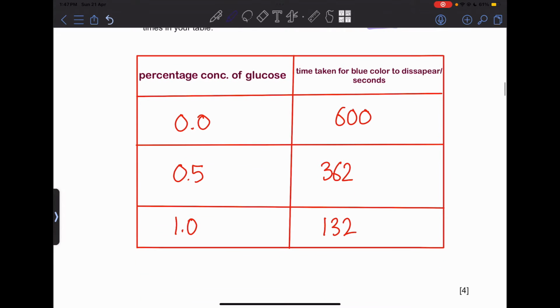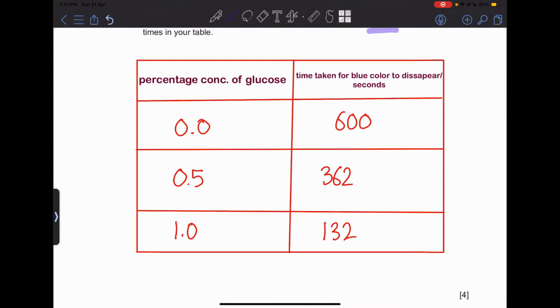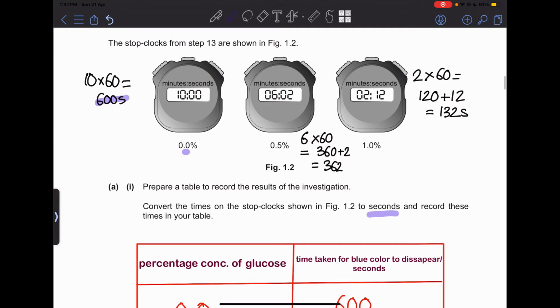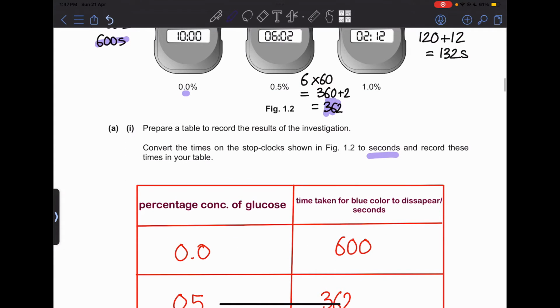You're going to be doing a table just like this. One column is going to be the percentage concentration of glucose. This is actually the independent variable, and the time taken to disappear, of course, is 600 seconds. I just converted it. Now for the 0.5% concentration of glucose, it took 6 minutes and 2 seconds. So you're going to convert the minutes first, which is 6 times 60, equal to 360, and make sure to add the 2 seconds to the minutes that you have just converted. This is going to be 362.